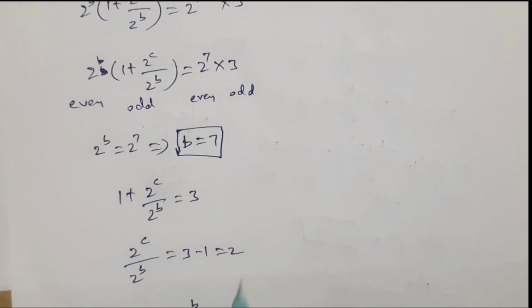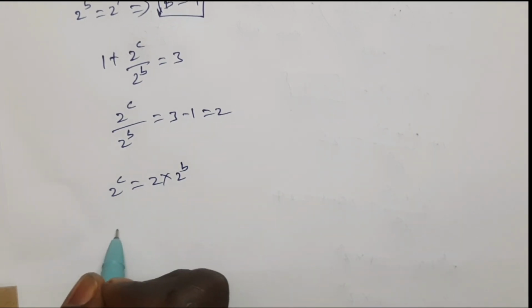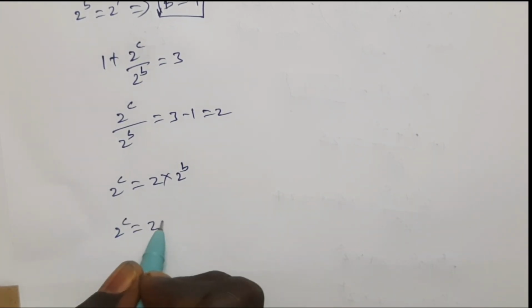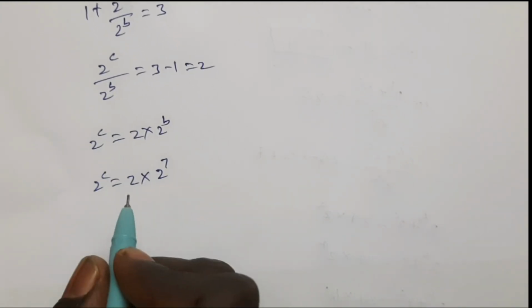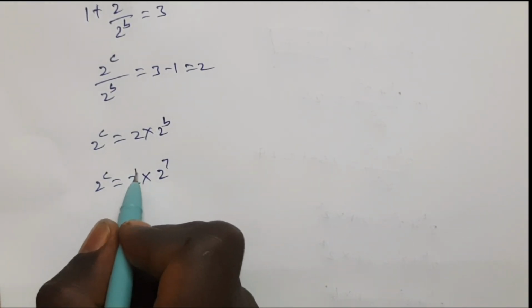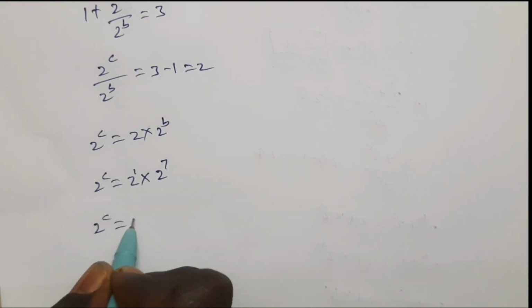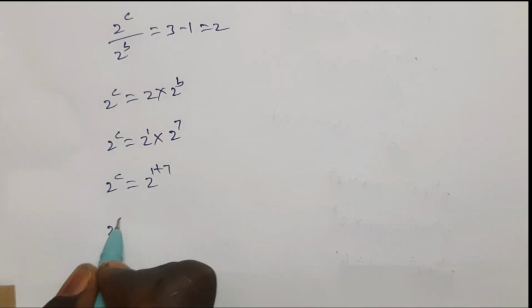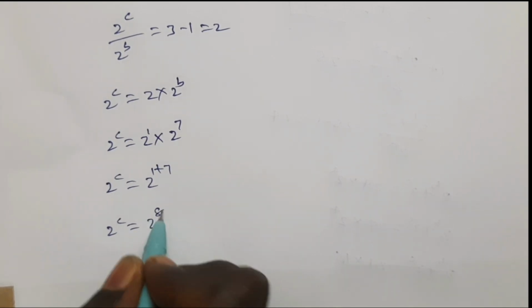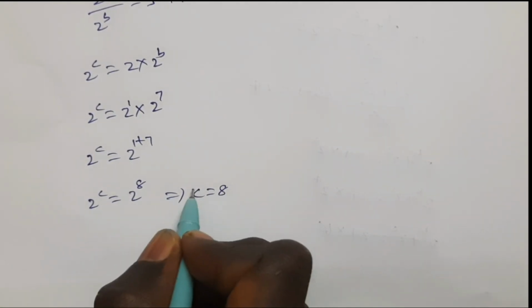కానీ ఇక్కడ b అంటే ఏంటి, b అంటే 7 కదా. సో 2 to the power of c ఈజ్ ఈక్వల్స్ టు 2 into 2 to the power of 7. 2 అంటే ఇక్కడ 2 to the power of 1 ఉన్నట్టు. అప్పుడు ఏం రాసుకోవచ్చు, 2 to the power of c ఈజ్ ఈక్వల్స్ టు 2 to the power of 1 plus 7. సో 2 to the power of c ఈజ్ ఈక్వల్స్ టు 2 to the power of 8. దెన్ c ఈజ్ ఈక్వల్స్ టు 8.